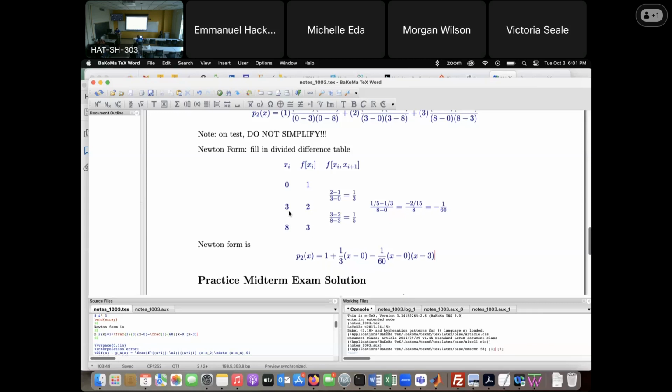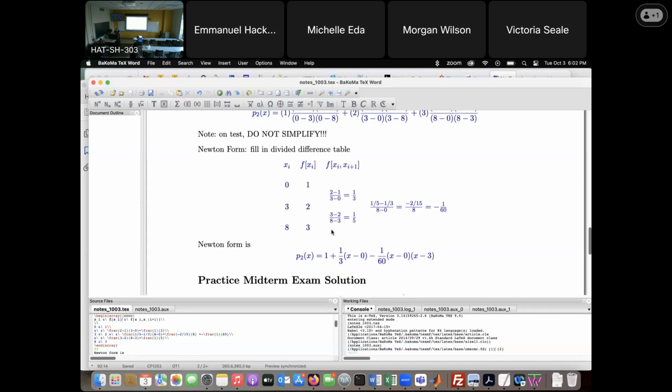Can you explain the final Newton form one more time? Yeah, the P2(x) equals. Okay, so starting from the zero order divided differences, which are just the y values, you take the coefficients from the top row of your divided difference table. It's 1, 1/3, minus 1/60.